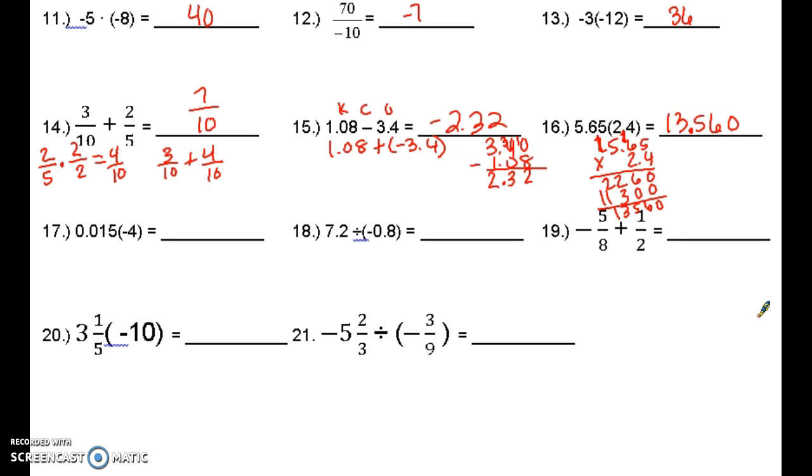17, I'm multiplying. 15 thousandths times 4. 4 times 5 is 20. 4 times 1 is 4, plus 2 is 6. 4 times 0 is 0. I have 3 decimal places, and a positive times a negative is a negative.